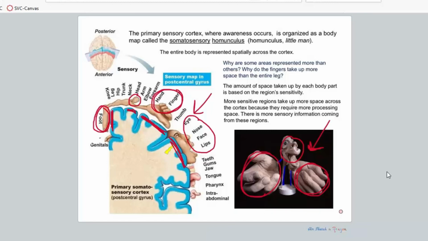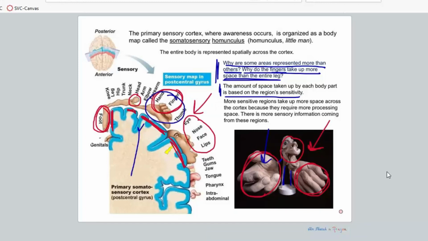So the question is, why are some areas of the body represented more than others? For instance, why do the fingers take up more space than the entire leg? The answer to that is the amount of space taken up by each body part is based on the region's sensitivity. So the reason the hands have more representation is because the hands are incredibly sensitive. There's a whole lot more sensory information coming from the hands than other parts of the body, and it just requires more primary sensory cortex to deal with.